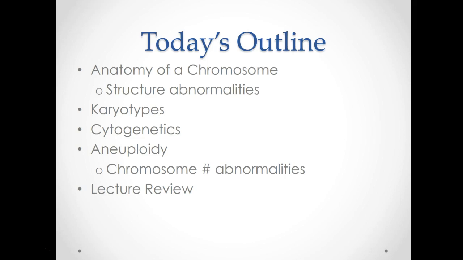So we've discussed lots of different ways that we can look at genetic information. We have talked about sequences of DNA, we have talked about genes. Now we're going to talk specifically about chromosomes. We're also going to talk about some of the abnormalities we see in the structure of chromosomes. Then we're going to discuss how we look at chromosomes using something called karyotypes, and talk about cytogenetics, and then we'll finish off with a discussion of what happens when we have the wrong number of chromosomes.